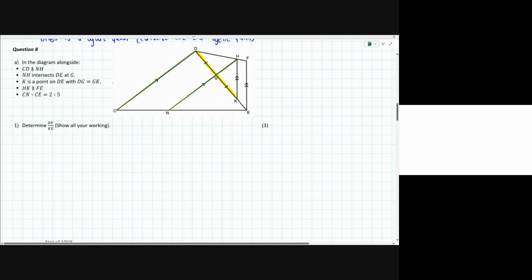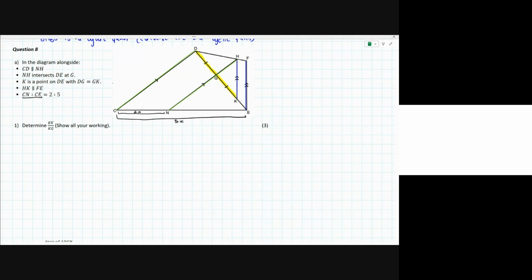The second we start being given proportions, lengths, that sort of stuff, we need to be thinking similarity proportion theorem. We were also told that HK is parallel to FE. So these two vertical lines on the side here. And the last little bit of information we were told is a ratio. CN to CE is a ratio of 2 parts, so I use X, to 5 parts.